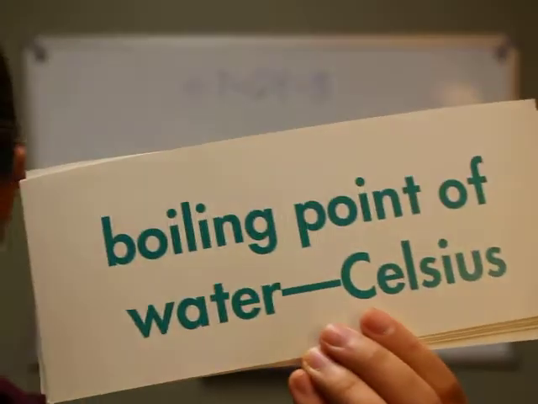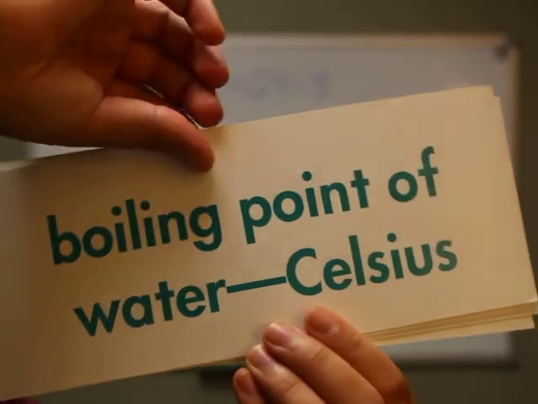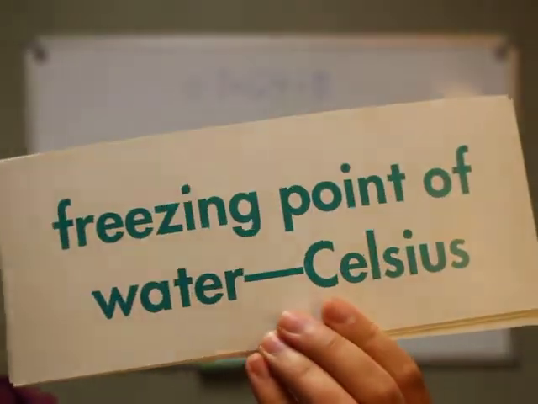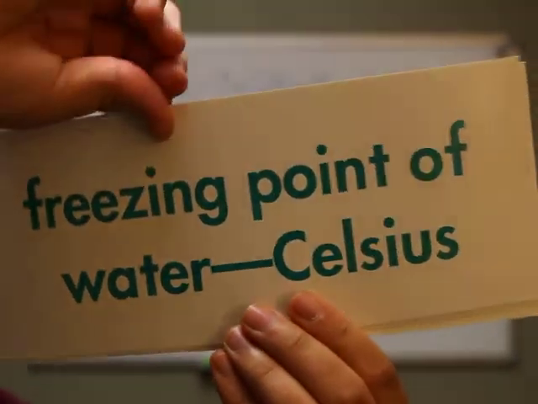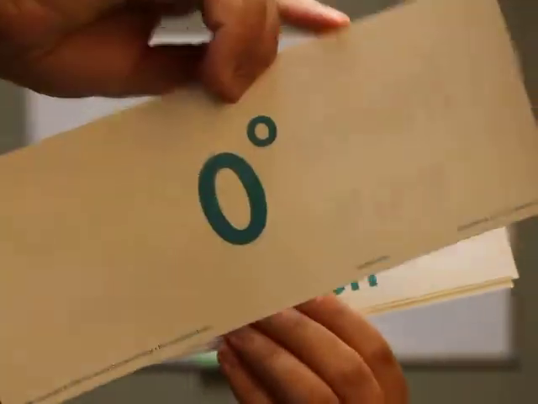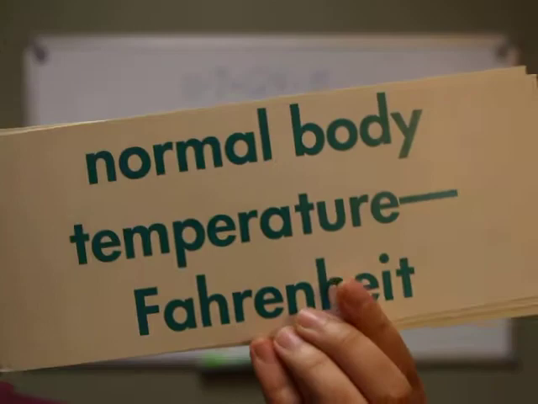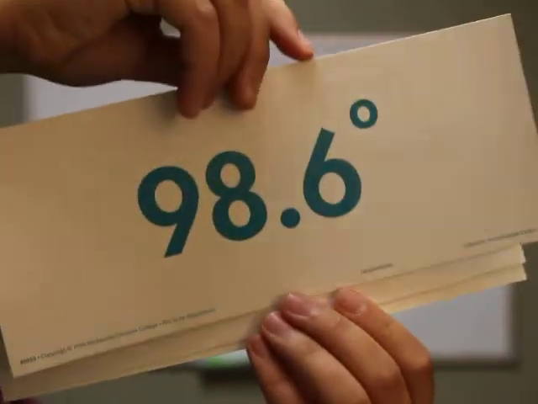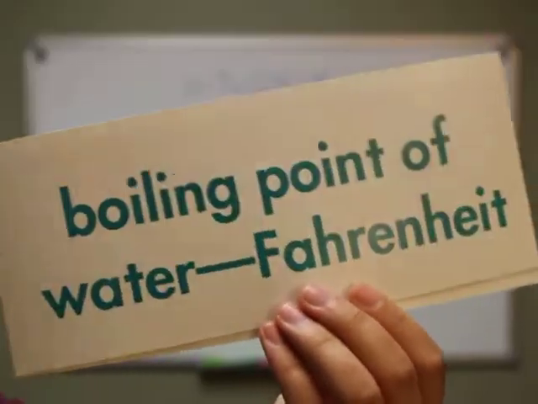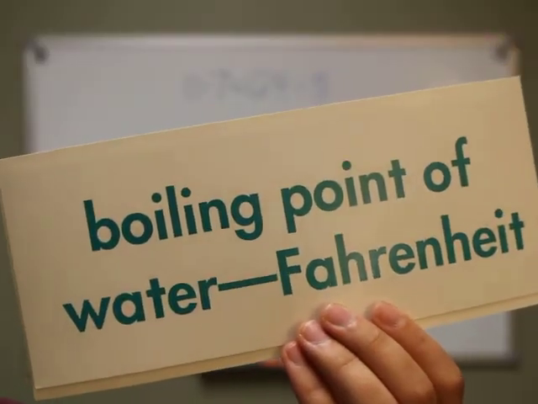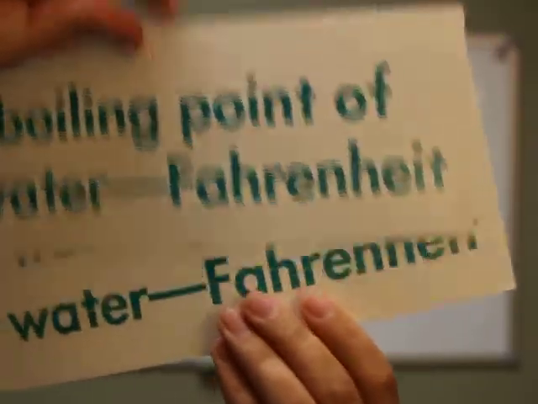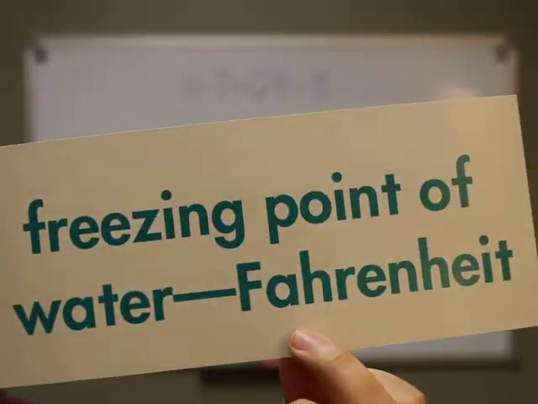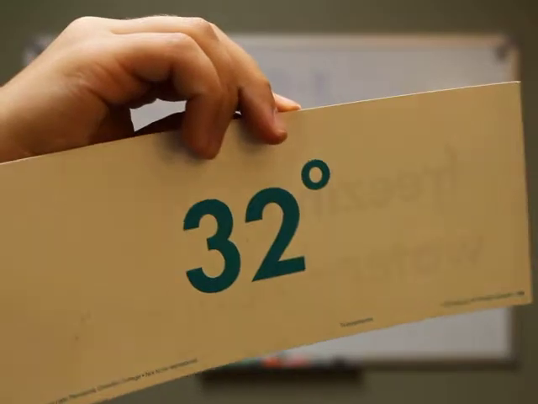What is the normal body temperature Celsius? 37 degrees. What is the boiling point of water Celsius? 100 degrees. What is the freezing point of water Celsius? 0 degrees. What is normal body temperature Fahrenheit? 98.6 degrees. What is the boiling point of water Fahrenheit? 212 degrees.